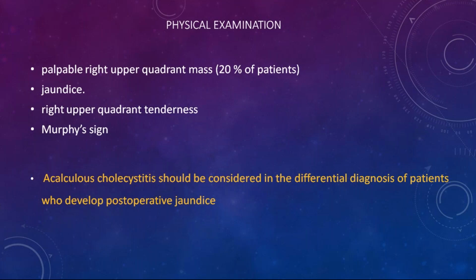So the physical examination findings: there will be a palpable right upper quadrant mass. This is due to distension of the gallbladder. There is sludge, and in some cases it can be filled with pus also. This leads to distension of the gallbladder, which can be palpated in the right upper quadrant. Normally, you cannot palpate a gallbladder. If you palpate it, it can be either due to this type of cholecystitis or carcinoma gallbladder.